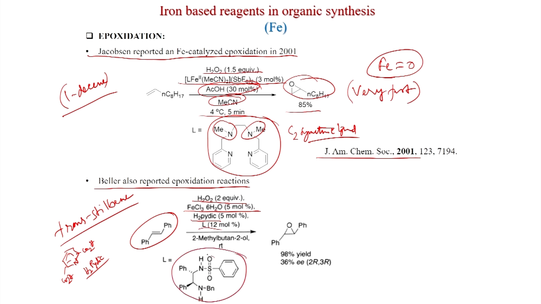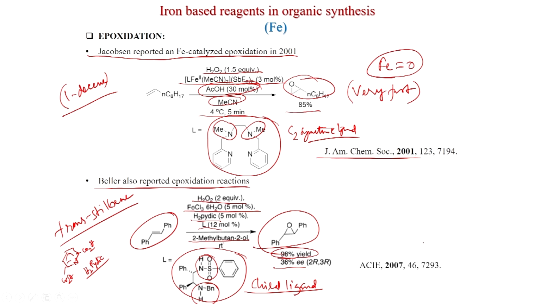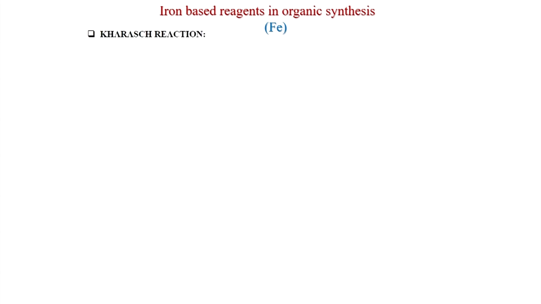So, this is the structure of the ligand. Here you can see a sulfonamide group and a secondary amine, and this is the solvent, 2-methyl butanol. At room temperature you get this epoxide in 98% yield. However, the enantiomeric excess is low, only 36%. So, with this chiral ligand they got 36% enantiomeric excess, and this was published in Angewandte Chemie International Edition 2007.